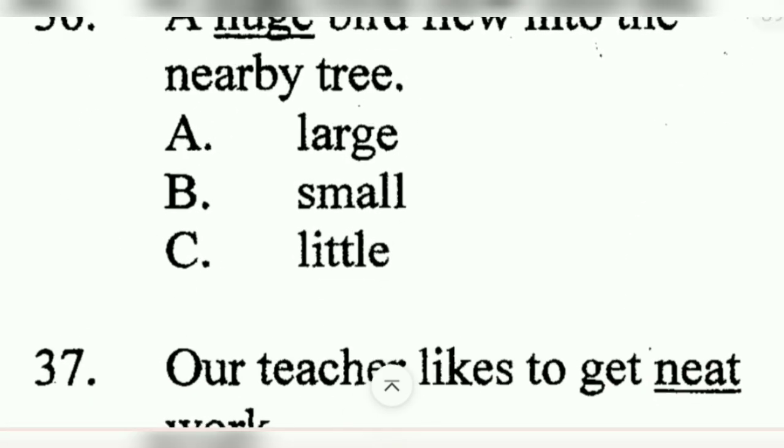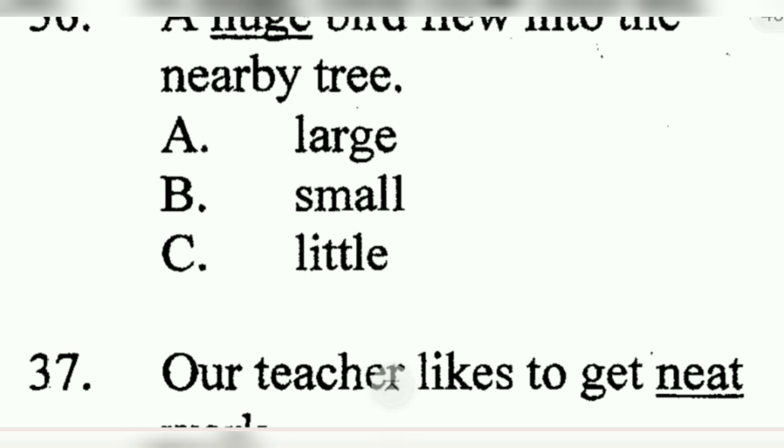36. A huge bird flew into the nearby trees. So A says huge is the same as large, so you could read it as a large bird flew into the nearby tree. C says if it's huge, it's small, and B says if it is huge, it is little. So which is a word that means the same thing as huge? Large, which is at A.